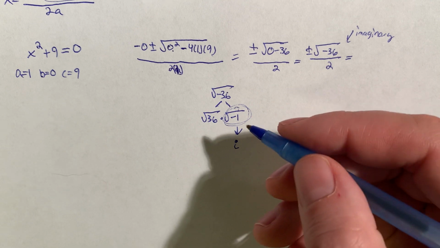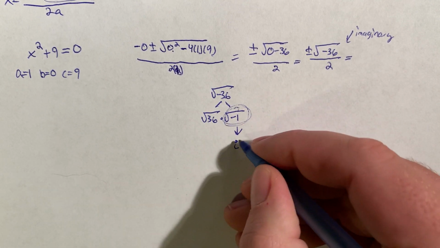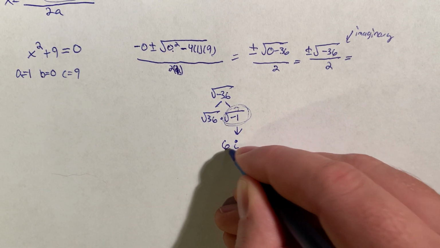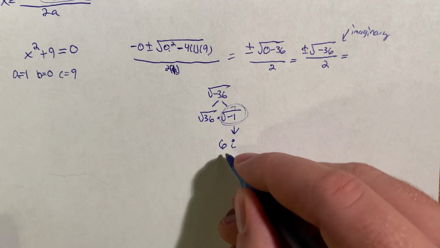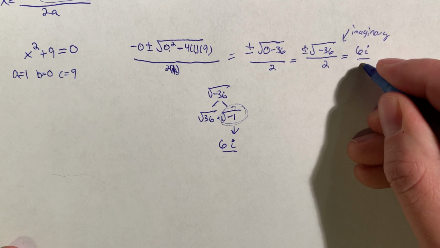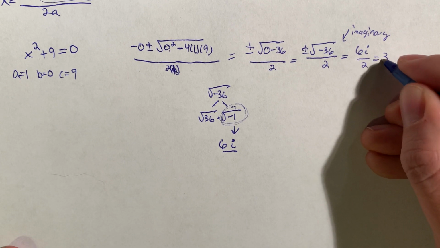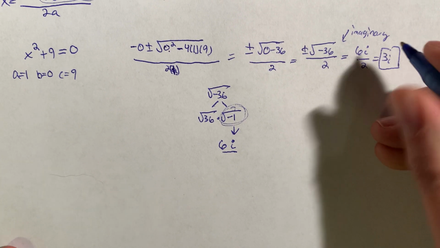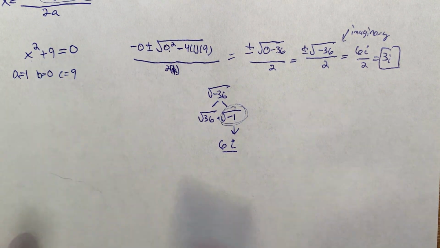And then we can just do square root of 36. If you can do it, great. In this case, the square root of 36 is 6. That's just 6 times i, which we write as 6i. So this is 6i over 2. 6i divided by 2 is 3i. So that is the number that when you put it in here makes the equation true.